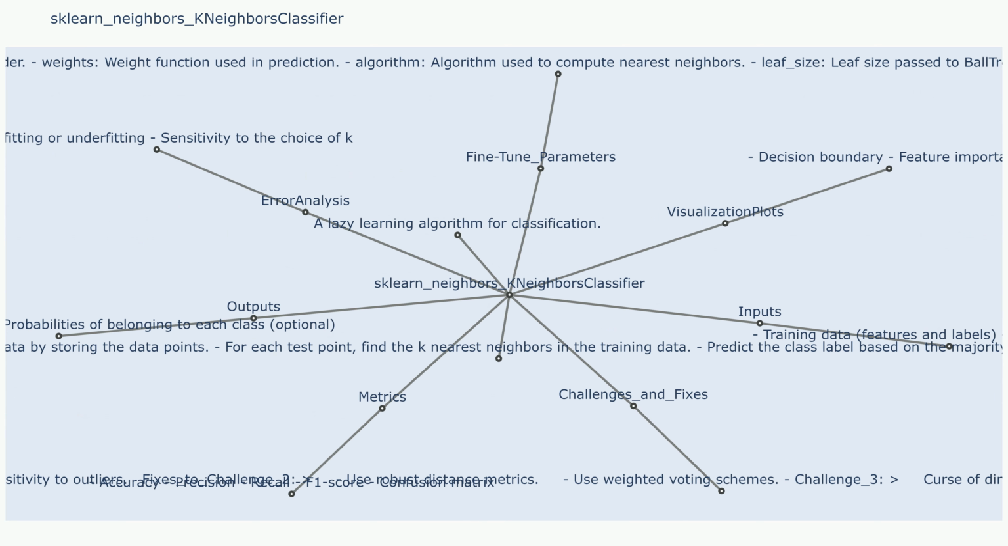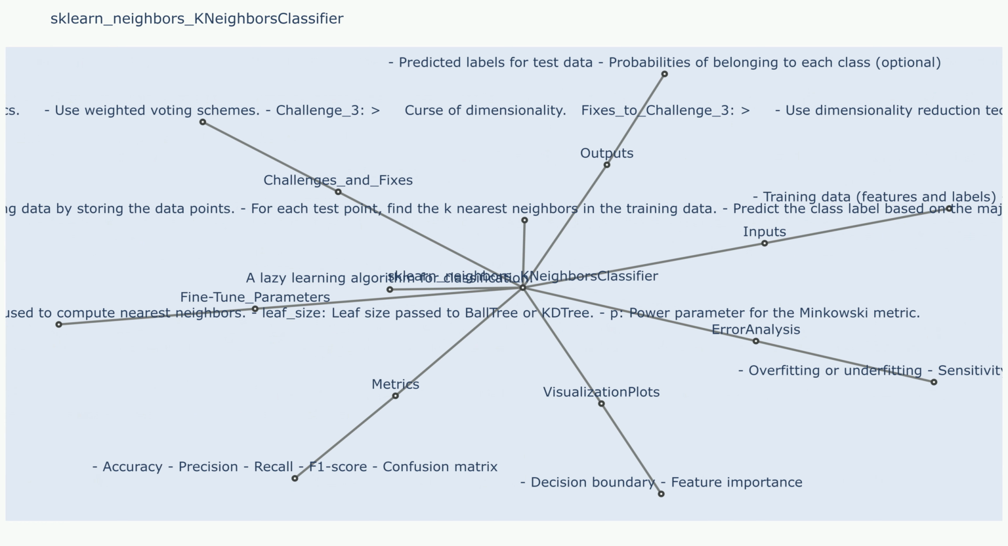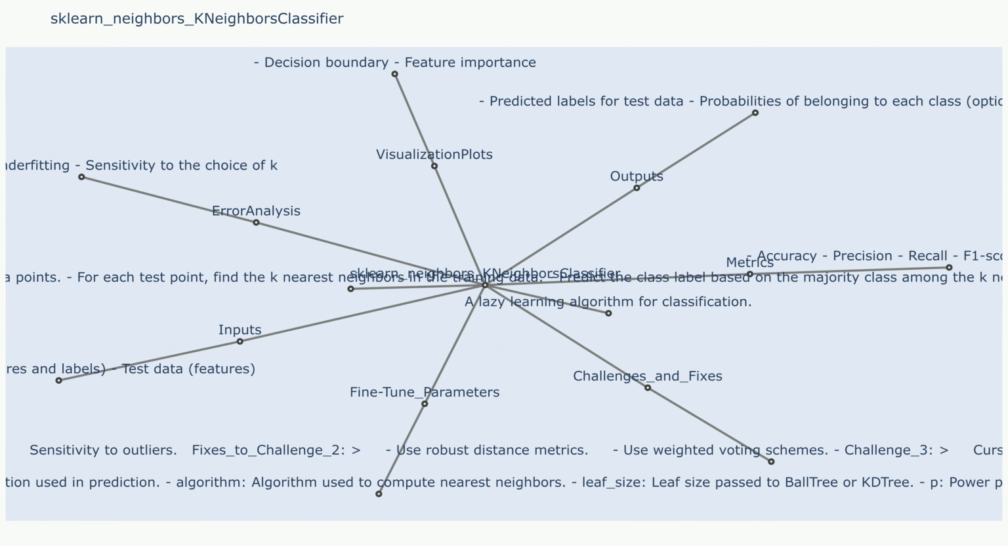Challenge 2: sensitivity to outliers. Outliers can significantly impact the prediction, especially when using a small value of k. Sample use case that resulted in Challenge 2: a data point with an unusual feature value can influence the classification of its neighbors. Fixes to Challenge 2. Robust distance metrics: use distance metrics less sensitive to outliers, like Manhattan distance. Outlier detection: identify and remove outliers from the training data.